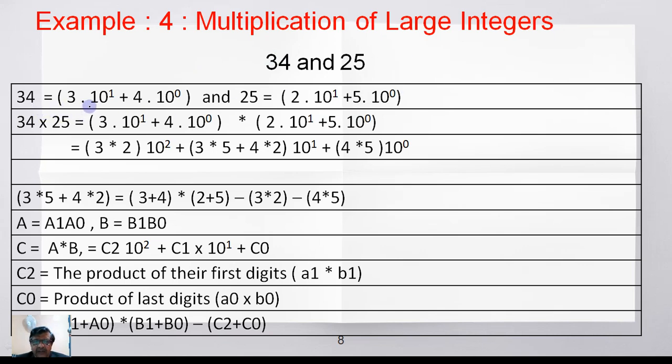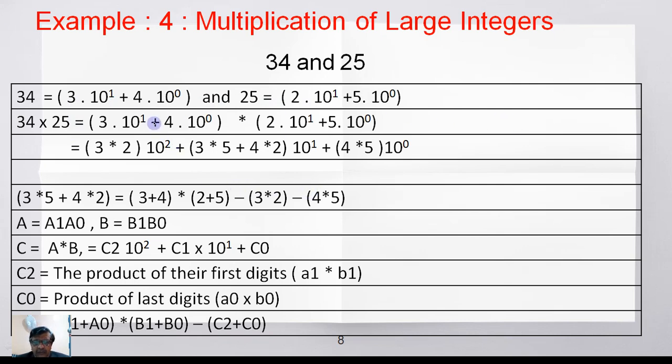34 can be written as 3 into 10 to the power of 1 plus 4 into 10 to the power of 0. There is no harm in writing this. 25 should be written as 2 into 10 to the power of 1 plus 5 into 10 to the power of 0. When we multiply, instead of directly multiplying, we will multiply this expanded version of 34 and 25.